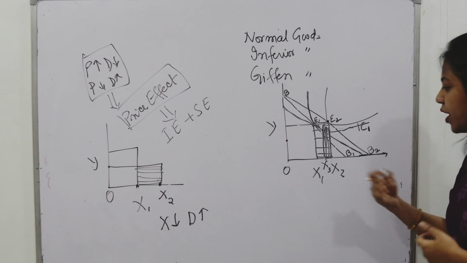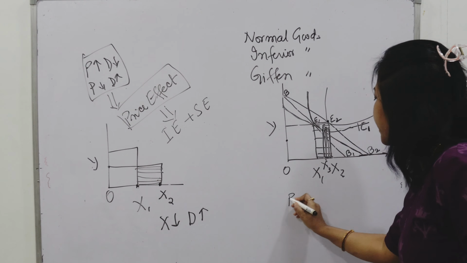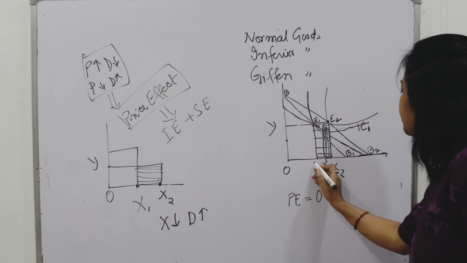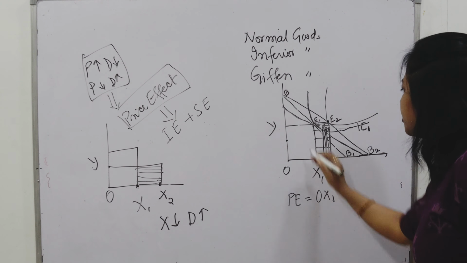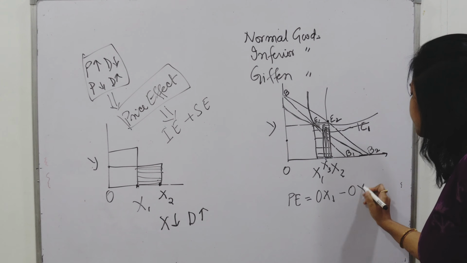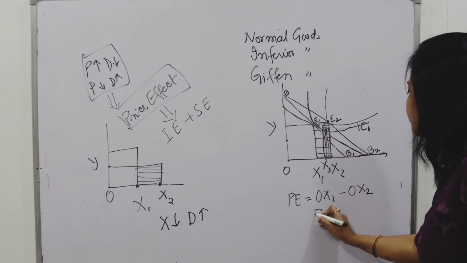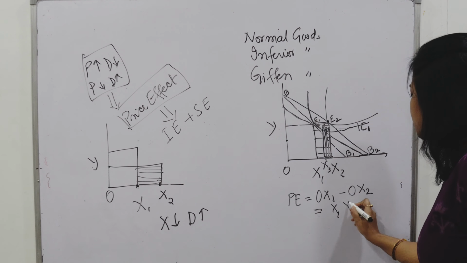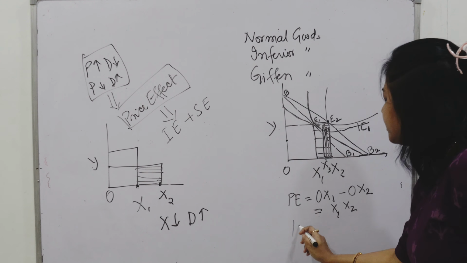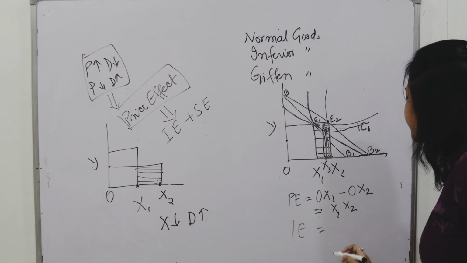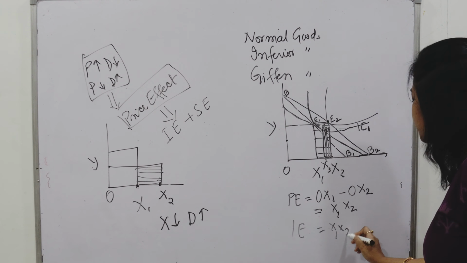So I repeat. What is my price effect? Price effect is that I was originally buying OX1, but because the price of X is reduced, I am buying OX2. So the difference between OX1 and OX2 is X1X2. Now what is income effect? What was my price effect? X1X2, just now we have calculated.